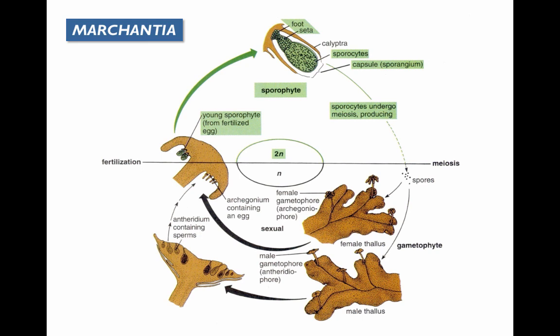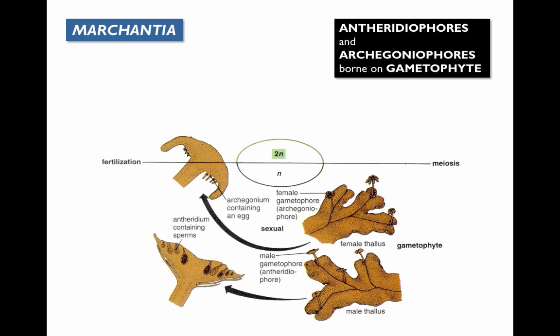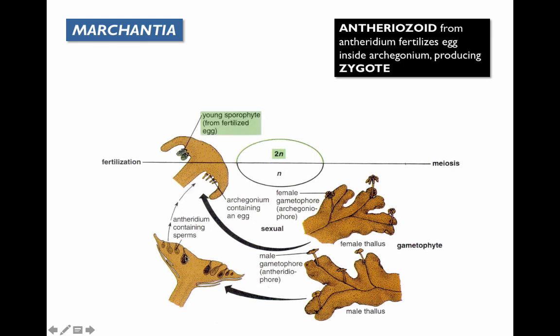So let's talk our way through the life cycle, beginning with the gametophytes. So the gametophytes are these flat plate-like structures. We have separate male and female individuals. The male individual has these male antheridiophores, and each antheridiophore has the antheridia embedded in the upper surface. The female individual has similar archegoniophores, which have the archegonia in the armpits of these downward projecting arms.